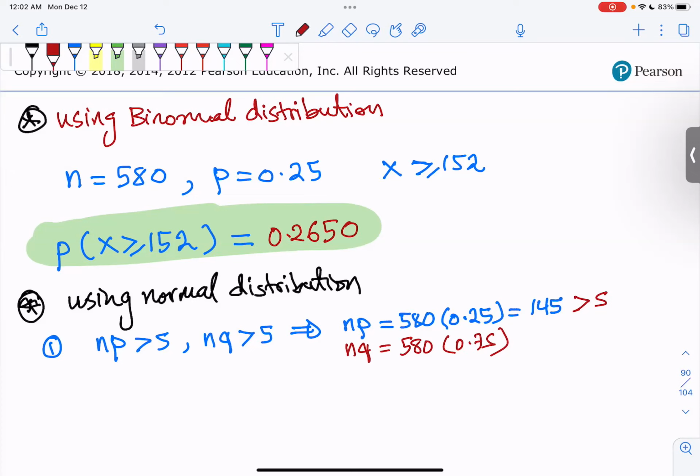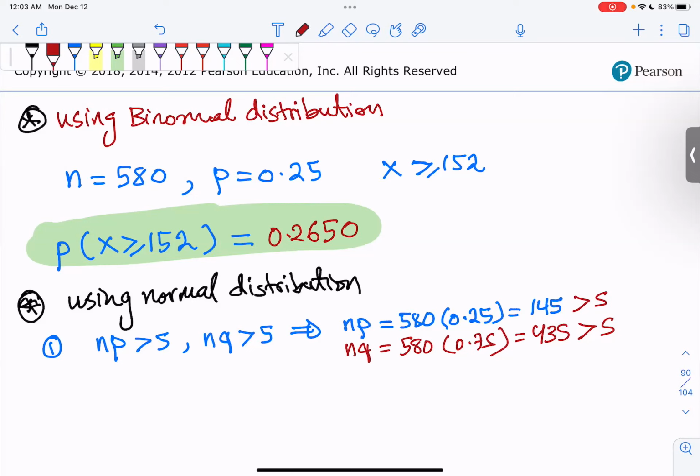And nq will be 580 times 0.75, which is 3 times 145, right? So if we do 0.75 times 580, it will be 435, which is greater than 5. So the first requirement is okay.